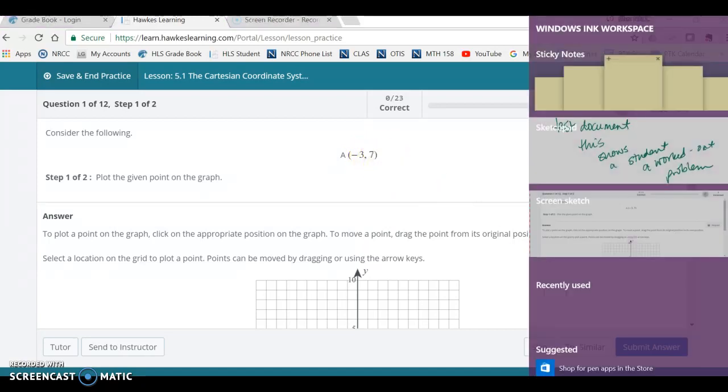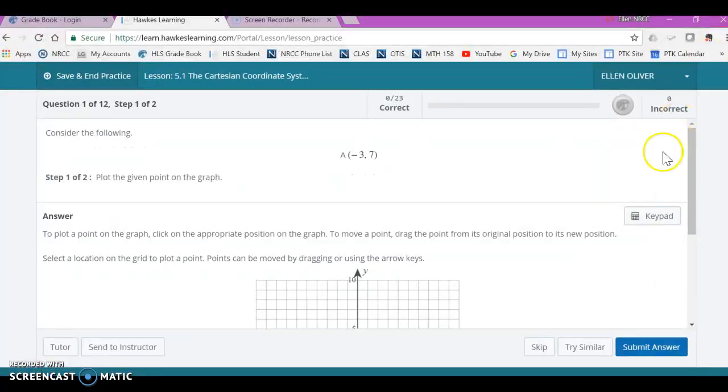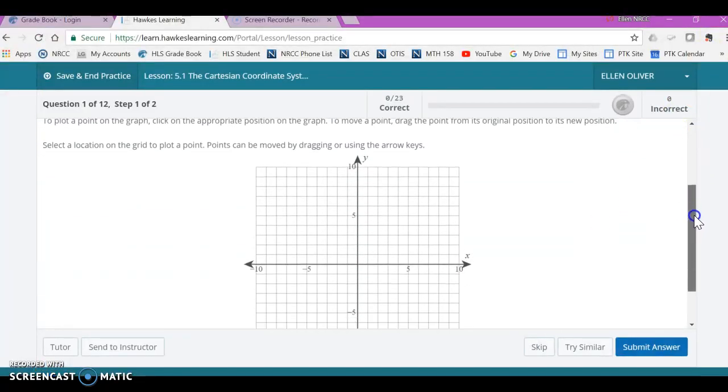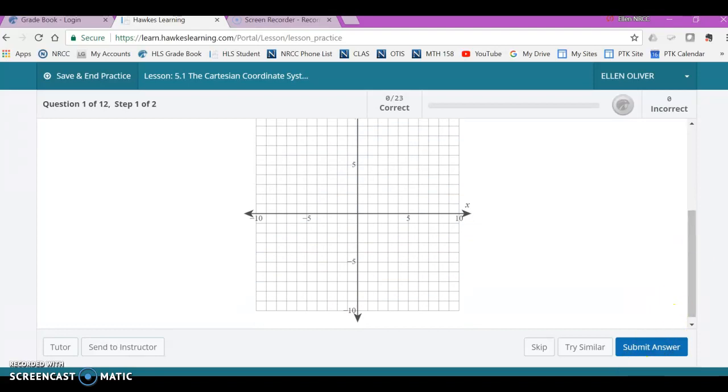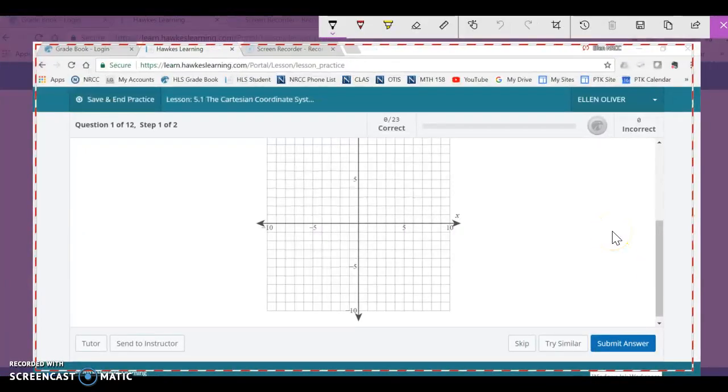So if we are doing this problem, let's scroll down. -3, 7. Okay, so -3, 7 is the point that I'm trying to plot. I start at the origin, and negative tells me to go left by 3: 1, 2, 3. And 7 tells me to go up 7: 5, 6, 7. So my point's going to be right there.